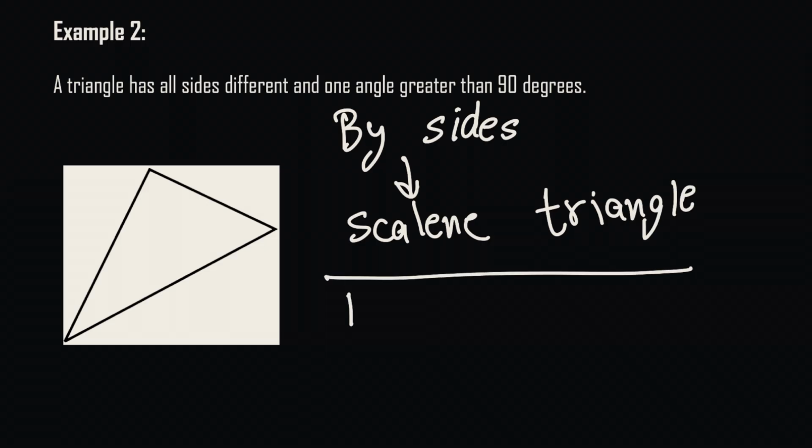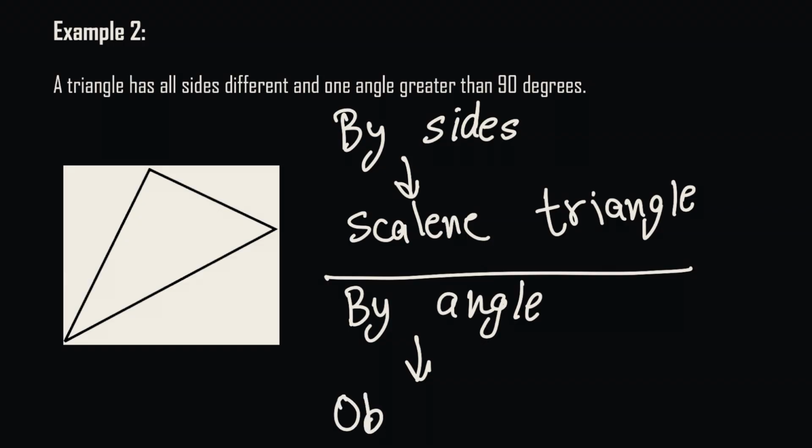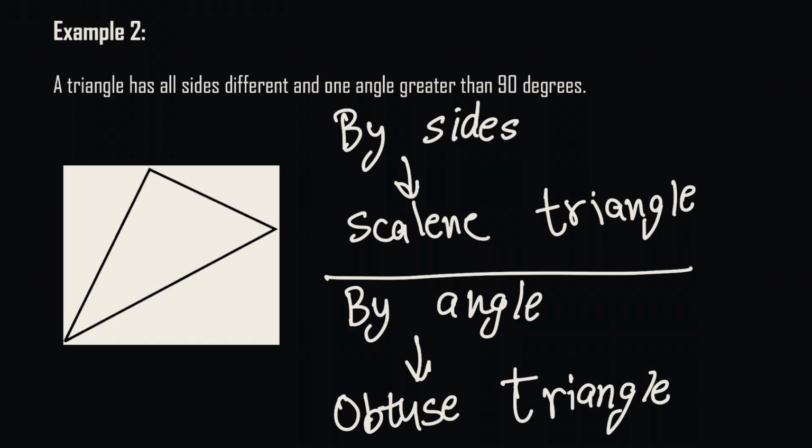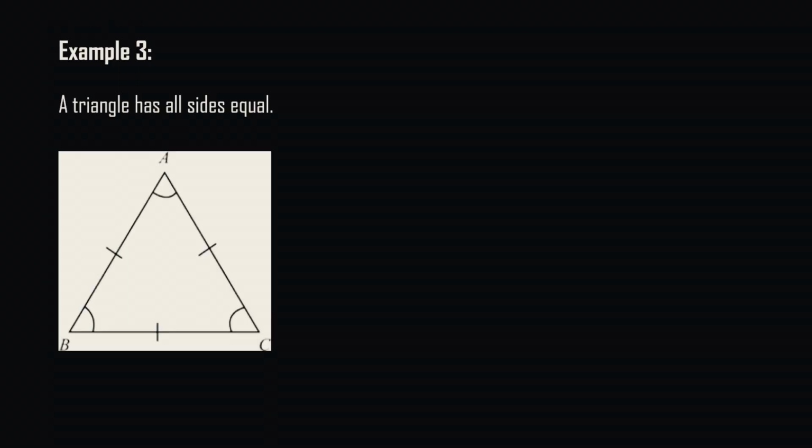And by angle, we can tell that it is an obtuse triangle because one of them is greater than 90 degrees. So that's the final answer.